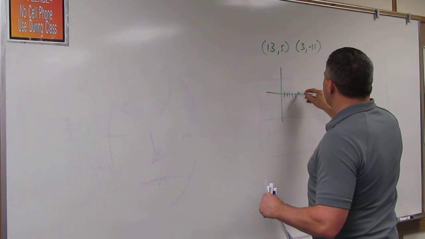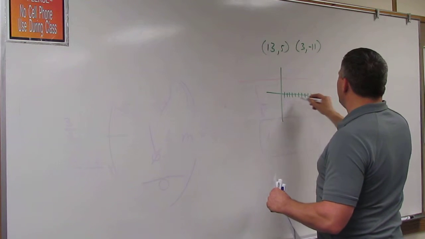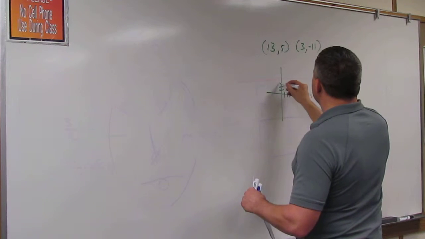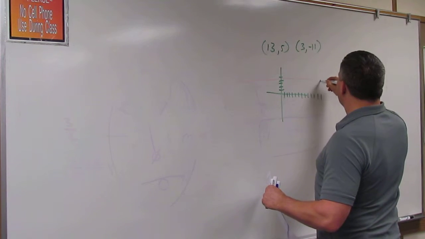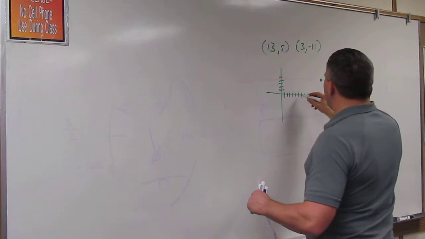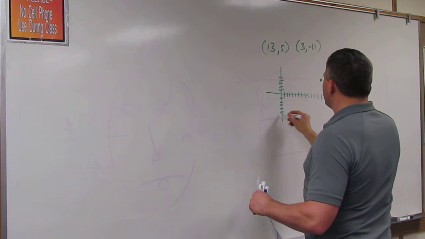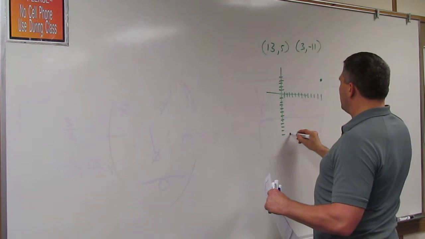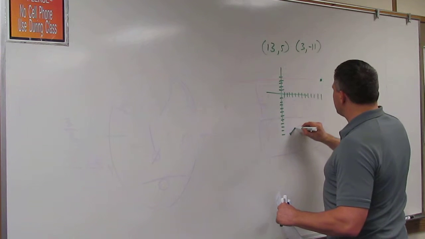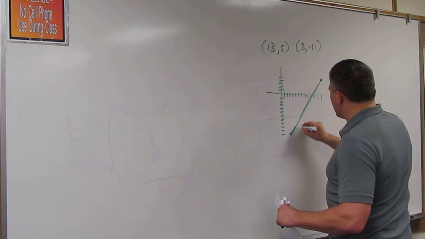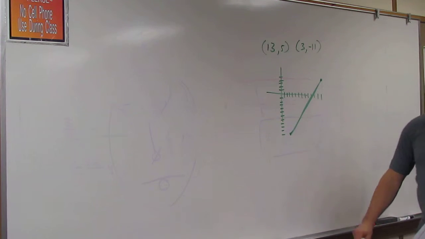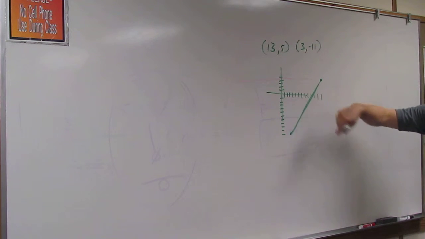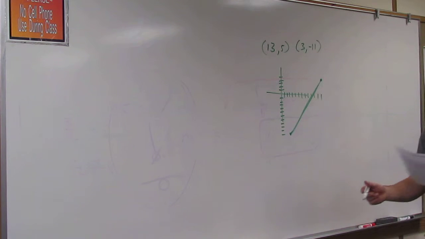13, 1, 2, 3, 4, 5, 6, 7, 8, 9, 10, 11, 12, 13, and 5. 1, 2, 3, 4, 5, right there. And then 3 and negative 1, 2, 3, 4, 5, 6, 7, 8, 9, 10, 11, and 3. So we're taking this line segment right here, right? We're trying to find the midpoint, somewhere right in the middle, okay?